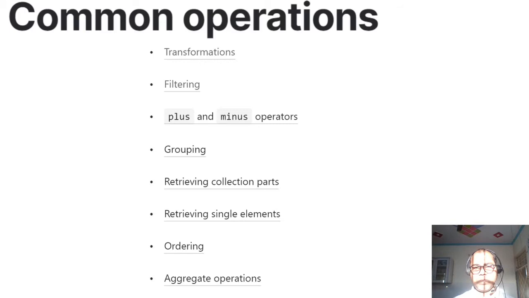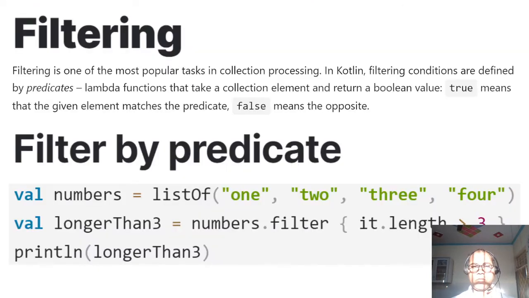Let's look at some examples so that you feel comfortable with how Kotlin offers these and how we can use them, such as transformations and filtering. Let's start with an example of filtering.